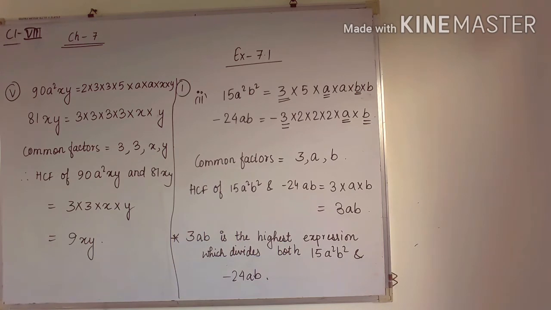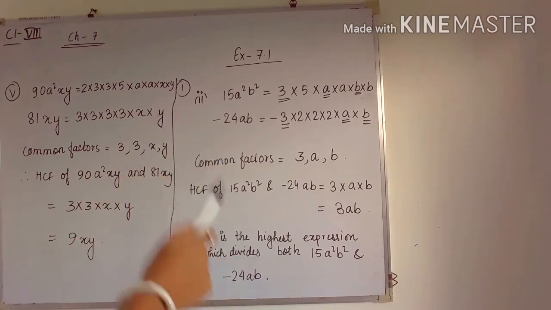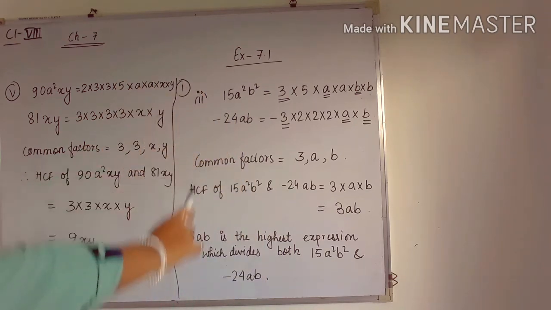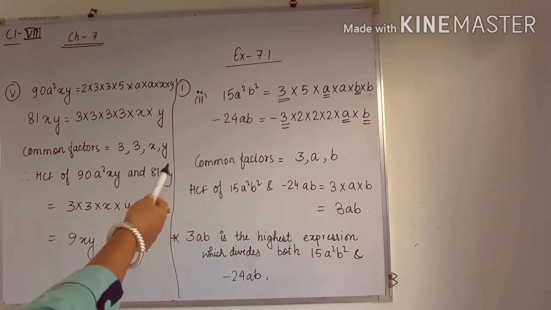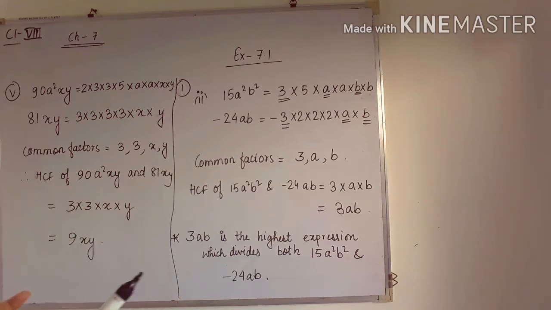So what is 3ab? 3ab is the highest common factor, or we can say 3ab is the highest algebraic expression which divides both 15a square b square and minus 24ab. That is also one of the definitions of HCF. Mathematically, how to find the HCF? Yes, you have to multiply the common factors, but exactly what is HCF? HCF is the highest number which divides the given numbers. Okay, so come to the next question, number 5.